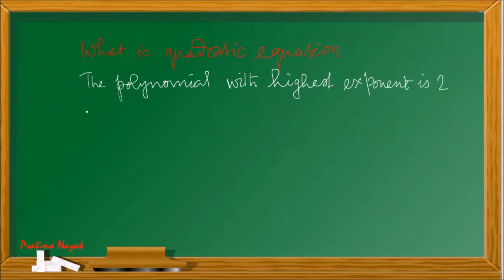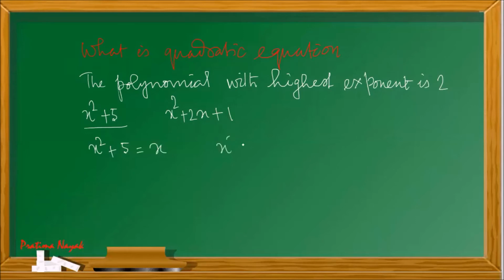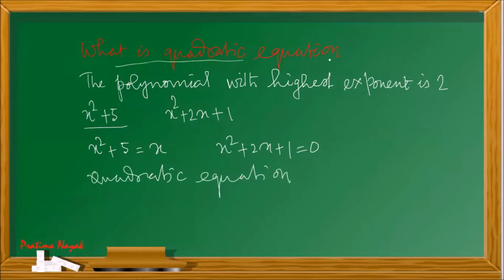For example, x square plus 5 is 0, or x square plus 5. This is a polynomial. x square plus 2x plus 1. This is a polynomial. And if it is equal to 0, or it is in the form of an equation, in this way, x square plus 2x plus 1 is 0, then we say it is a quadratic equation. So you follow what is a quadratic equation. That means it is an equation where the highest exponent is equal to 2.